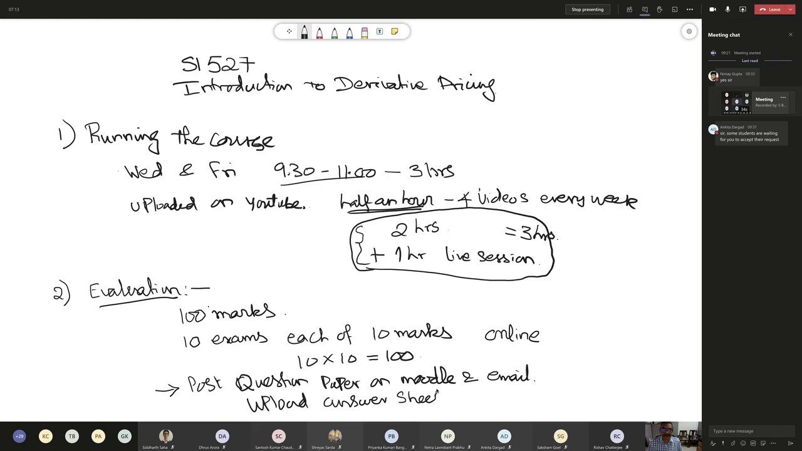More details I will send on email. Those who have taken the probability course just last semester will know very well. You have to upload the answer sheets on Moodle or email, one of these as per your availability of internet. Sometimes you may not be able to upload on Moodle, then you can quickly send it by email.